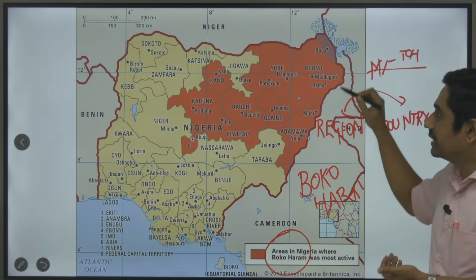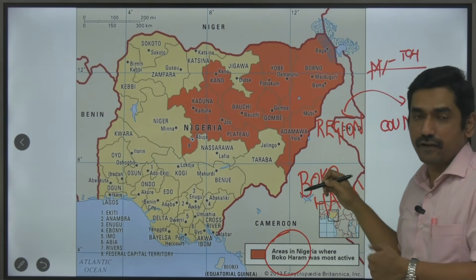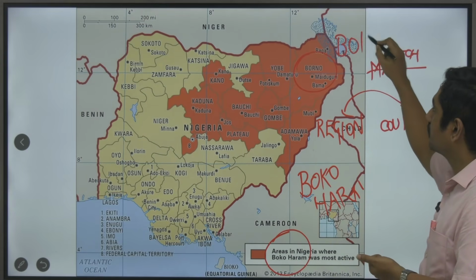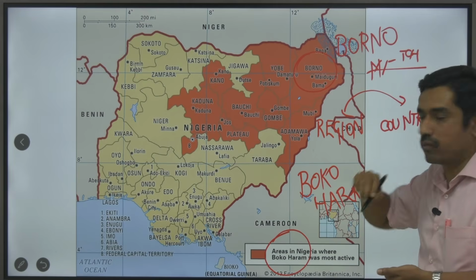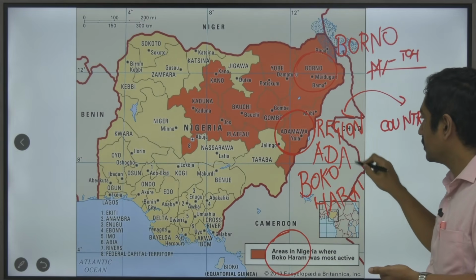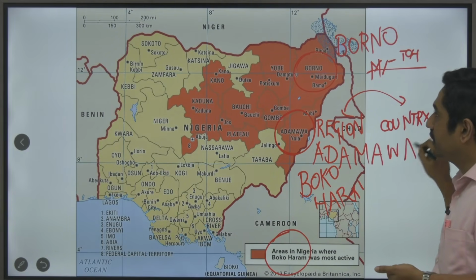So if you look at the major states or provinces of Nigeria where they're usually active, the states include Borno as conflict region number one. Second is Adamawa, and third is Yobe.